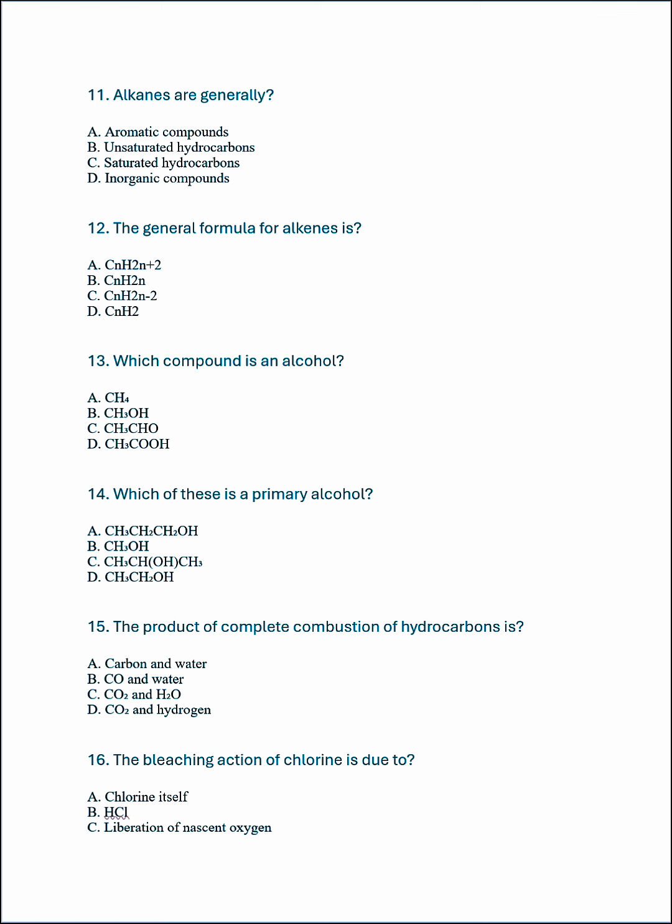Number 15. The product of complete combustion of hydrocarbon is dash. So the correct answer there is C. So obviously, CO2 and H2O is the complete product of combustion of hydrocarbon. Now let's move to number 16. The bleaching action of chlorine is due to, this one is very simple. The correct answer there is liberation of nascent oxygen.